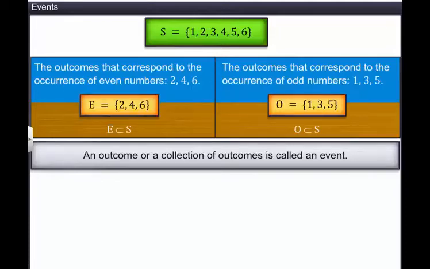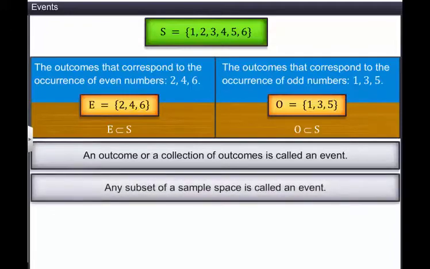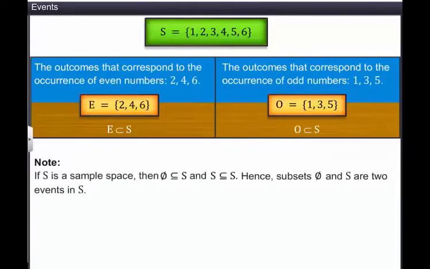In other words, any subset of a sample space is called an event. If S is a sample space, then the null set and S are the proper subsets of S. Hence, the subsets are two events in S.